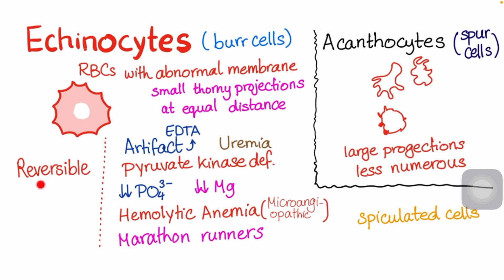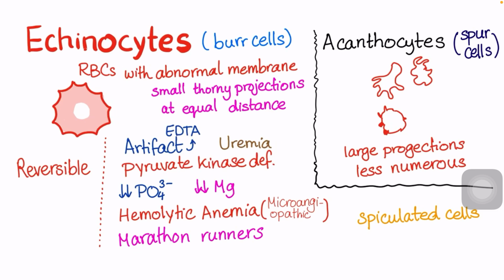Echinocytes are reversible, so that's good. But what are the causes of echinocyte? So we have artifacts such as EDTA. While preparing the blood, we put it in a test tube, but this blood can coagulate, which is not good, so we put some stuff in it so that it cannot coagulate. This can cause the red blood cell to become like this.